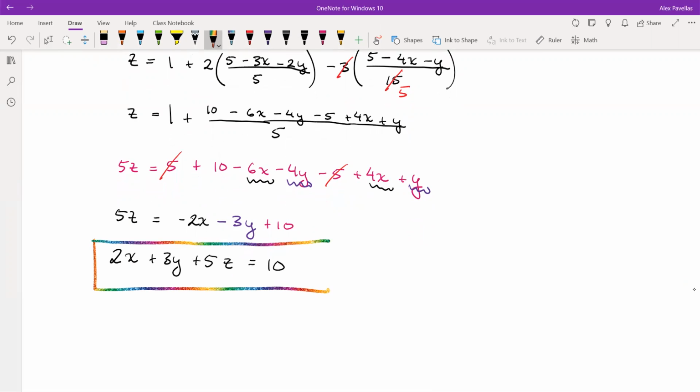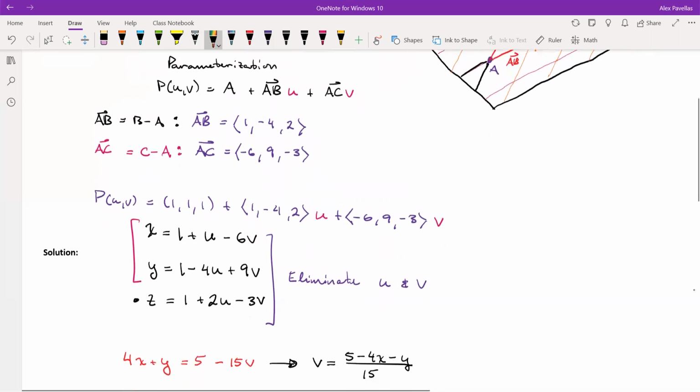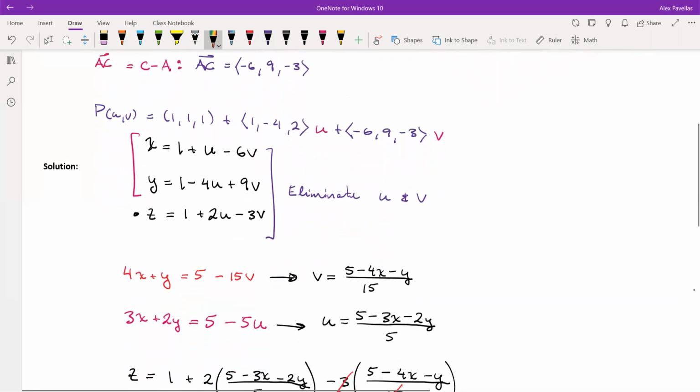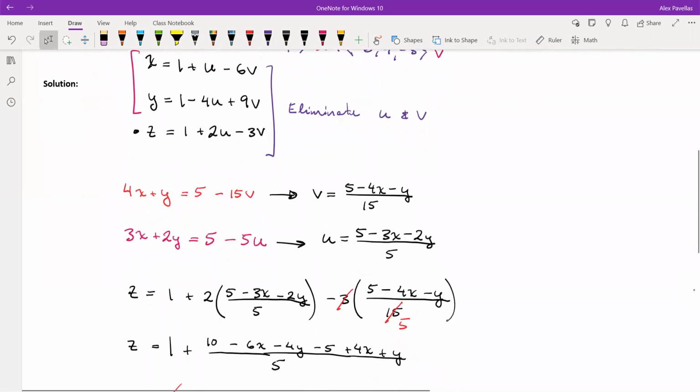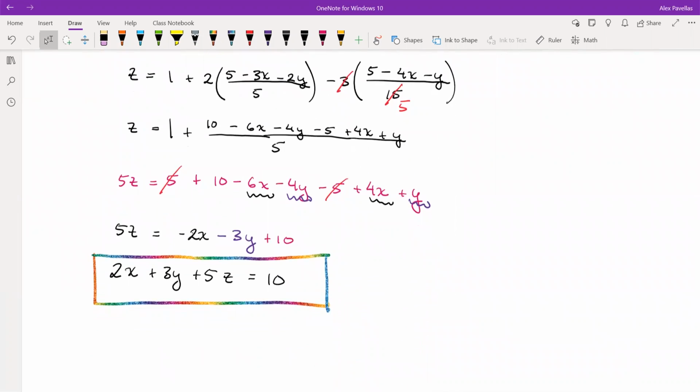So what we did here is we used a parameterization for the plane, which might be useful in some other context to get x, y, and z as functions of a couple of parameters. And then we just eliminated the parameters, and that got us the equation of the plane.